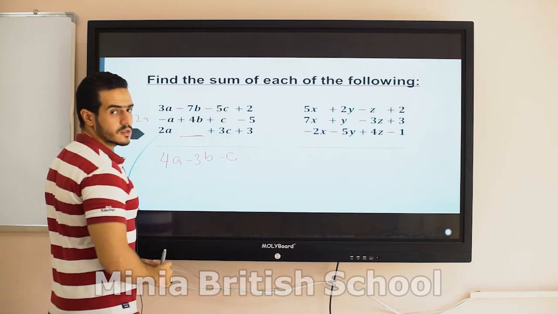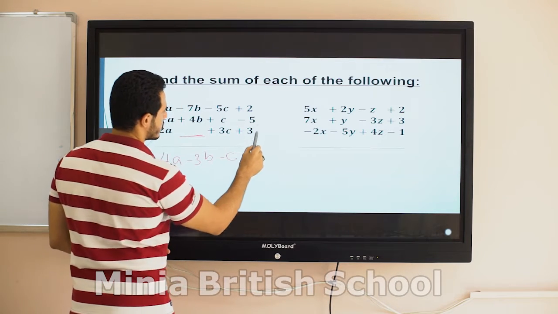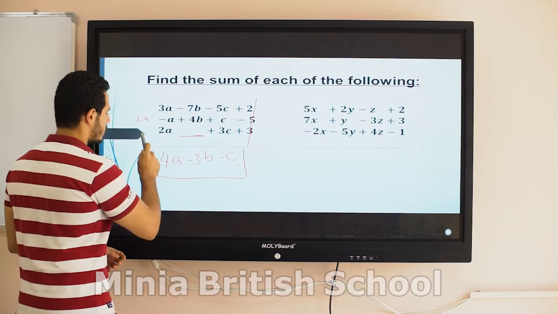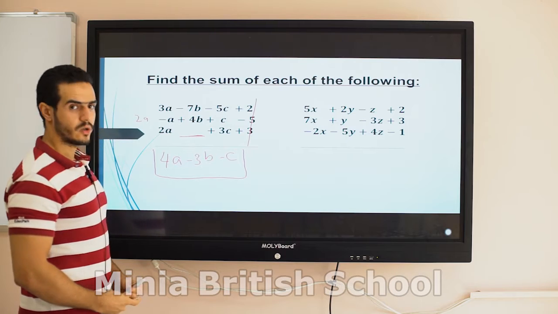2 minus 5 equals negative 3. Negative 3 plus 3 equals 0. So this will be 0. So the result of the first one will be 4a minus 3b minus c. Okay?